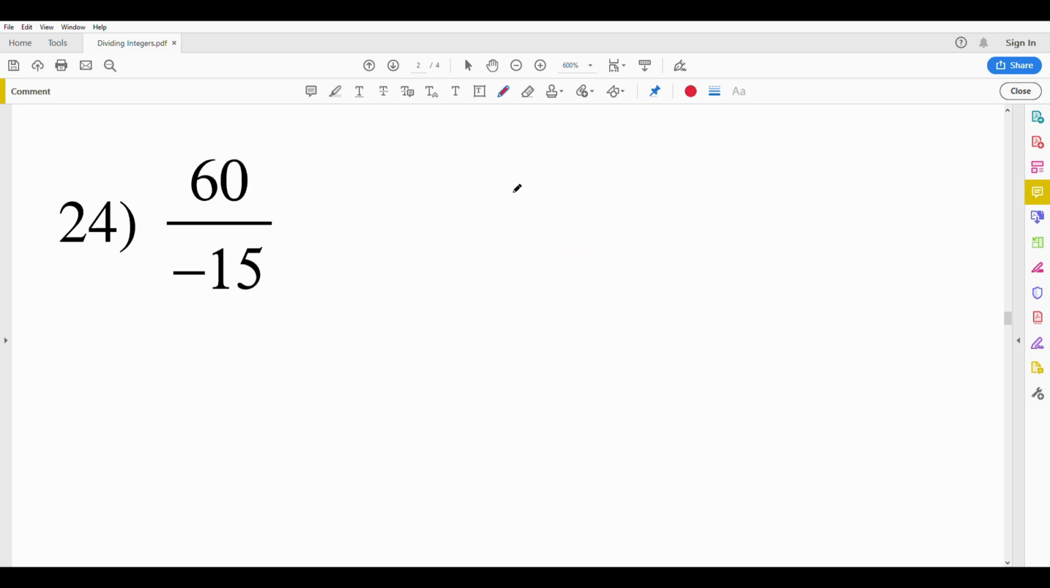Now, on the last problem, number 24, we have 60 divided by a negative 15. Positive divided by a negative results in a negative. So we know that our solution is going to be negative. We just now have to do 60 divided by 15. And we know that 60 divided by 15 is 4, so our solution for 60 divided by negative 15 is a negative 4. And with that, we wrap up our Dividing Integers PreAlgebra Kuta Software website worksheet.